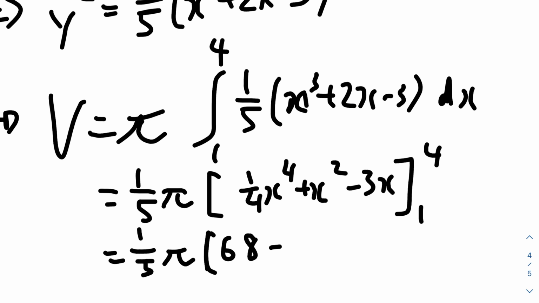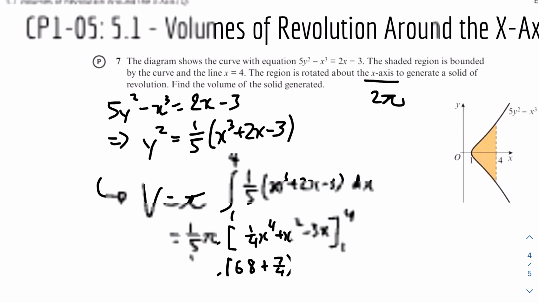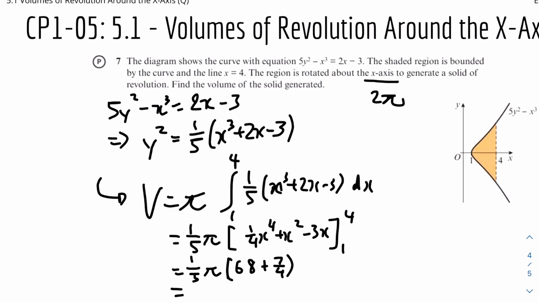So minus 7 over 4 gets us plus 7 over 4. So just simplify the whole thing. It will be 1 over 5 times 68 plus 7 over 4. So 68 plus 7 over 4 gets us 279 over 4. Times by 1 over 5, that gets us 279 over 20. And times by pi, and that gets us 279 over 20, and everything times by pi units cubed, like so.